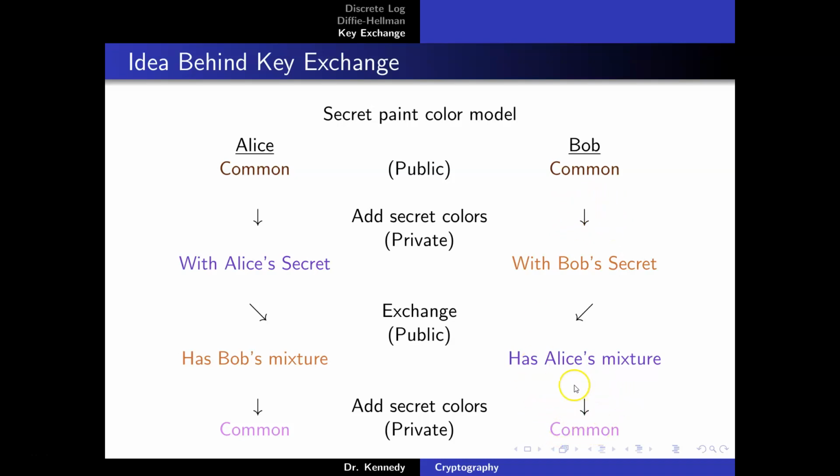This last color has the common color, Alice's color, and Bob's color, all mixed together. This one has the same thing. It got added in different orders, but it doesn't matter. They all get mixed together. They're the same color at the end. They both have this common color, and that's private.